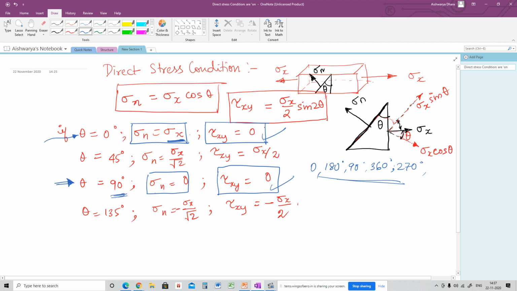The last significant point of this direct stress is the maximum shear stress, which is equal to sigma x by 2, that is tau max. So whatever the tau max, if they ask in case of direct stress condition, it has to be sigma x by 2, that is half of the direct stress. Okay.